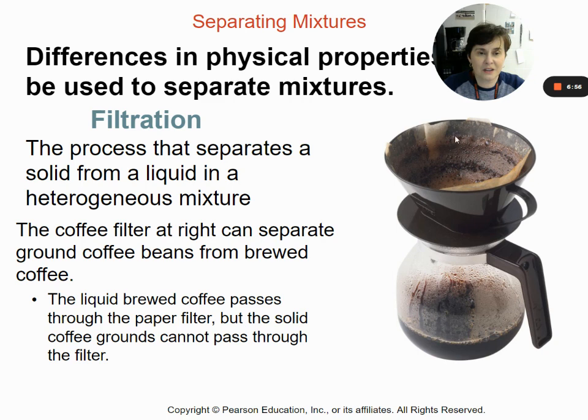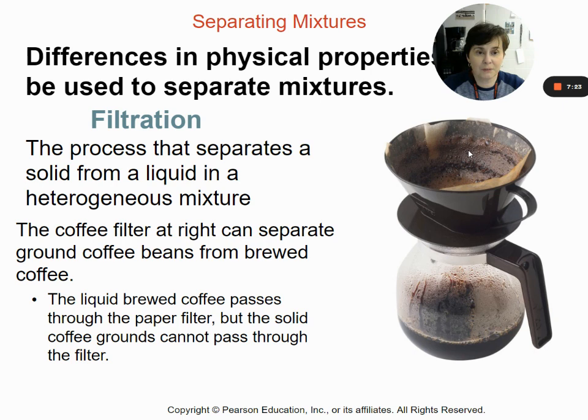Filtration, again, this is how most people get coffee, even in a Keurig cup, because all the coffee and the water, all the action is being held inside that little Keurig cup. That's filtration, a process that separates a solid from a liquid in a heterogeneous mixture. Because what happens when you're brewing coffee is you've got hot water going through the unused grounds and then trickling through that filter.